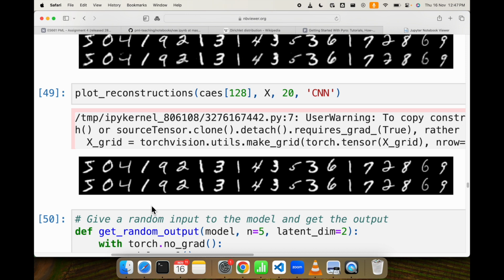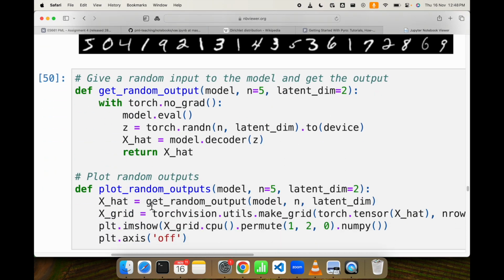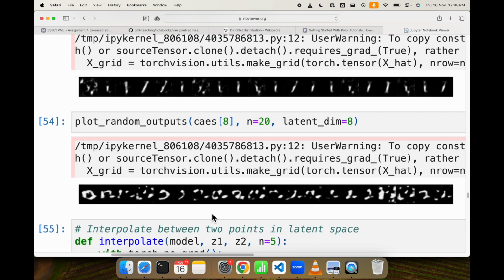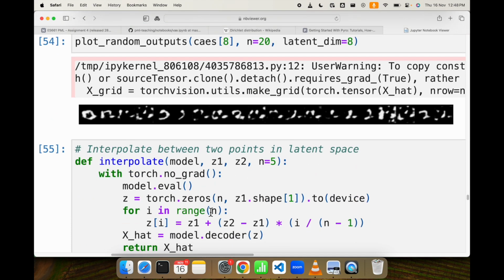Now I'll kick out the encoder part. I will give some random inputs to the decoder, and I'll see what kind of reconstructions, what kind of images, I can get. These are some reconstructions I get from the convolutional autoencoder with latent dimension 2. With 8, it does not even look like English at this point.